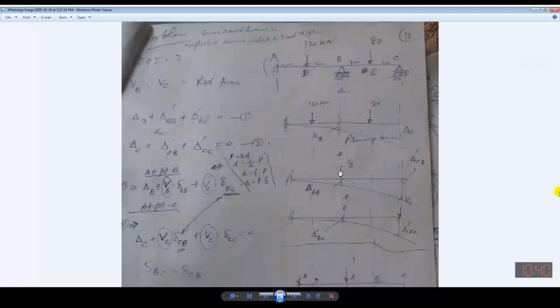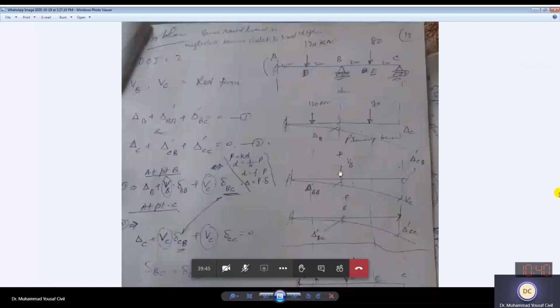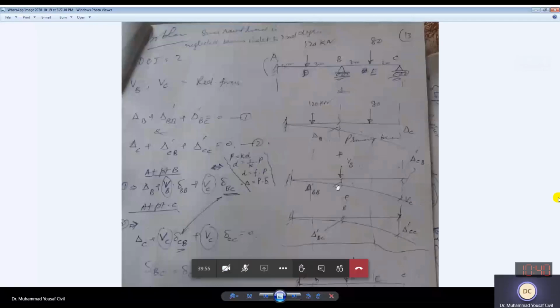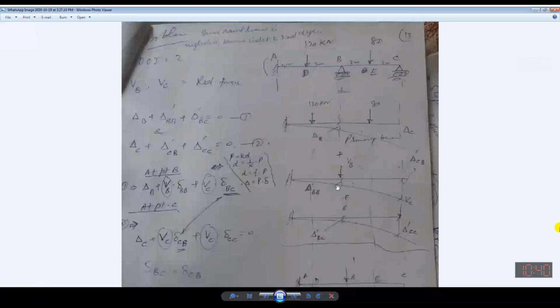And also the direction of VB will be finalized after your calculation. If it is negative, it means you have wrongly applied the loading. You have wrongly chosen the load direction. It should have been applied upward. Take it. Similar is the case at C.